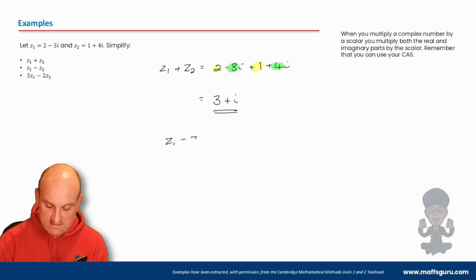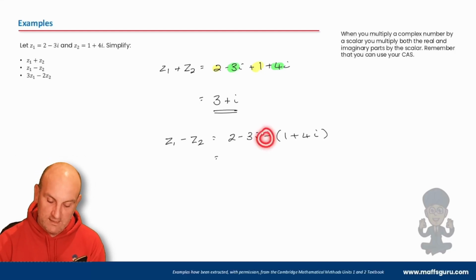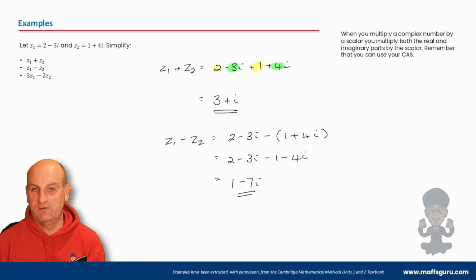What about the next one? z1 minus z2. Again, have to be very careful here because we've now got 2 minus 3i minus, in brackets, 1 plus 4i. And again, the lack of those brackets means that people make mistakes with this minus and that plus there. So it's going to be 2 minus 3i minus 1 minus 4i. Again, the reals would become 1. 2 minus 1, and minus 3 minus 4i would be minus 7i. And we get 1 minus 7i.